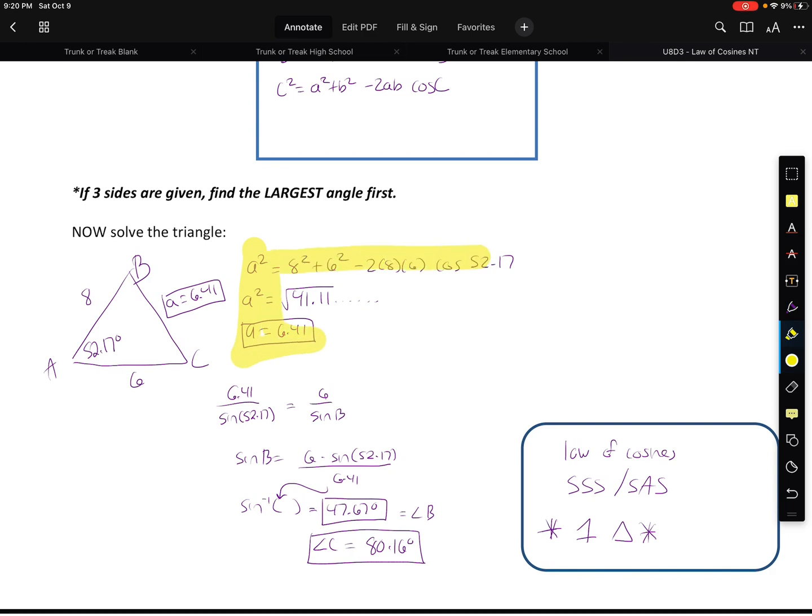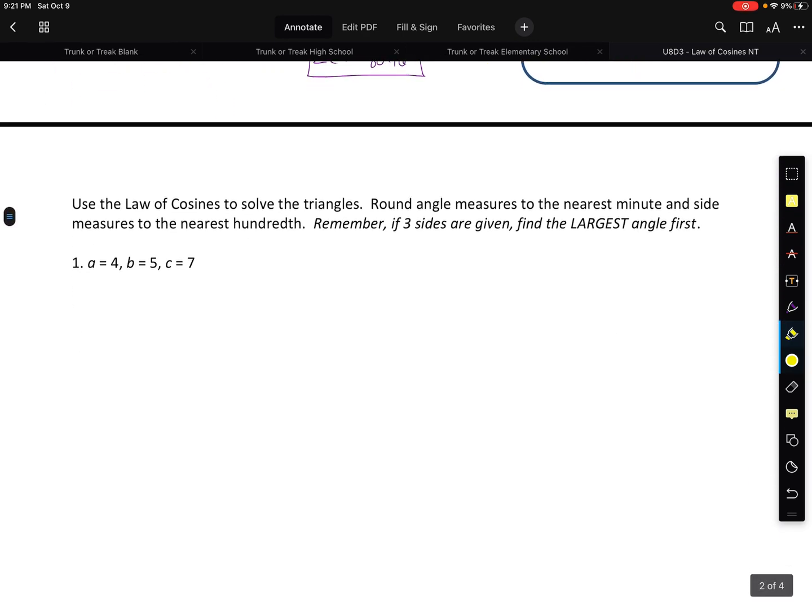So there's my law of cosines. I showed you first how to solve for a side. Solving for a side with law of cosines is pretty easy. Type it all in, hit enter, take the square root, and you've got your final answer. Solving for an angle is a little bit trickier. So here we go.